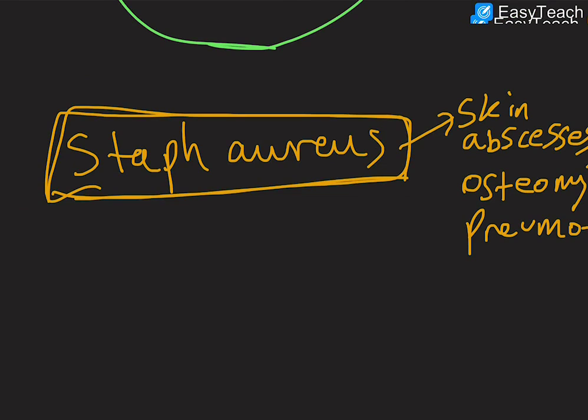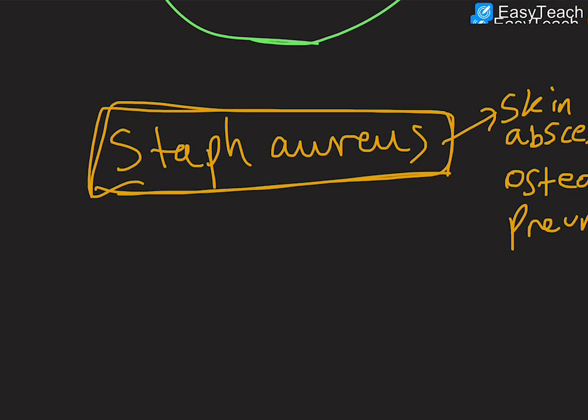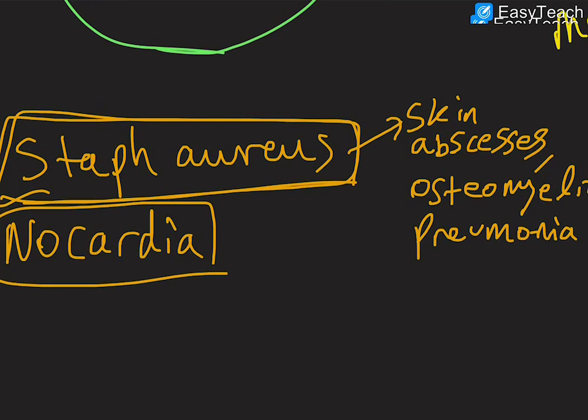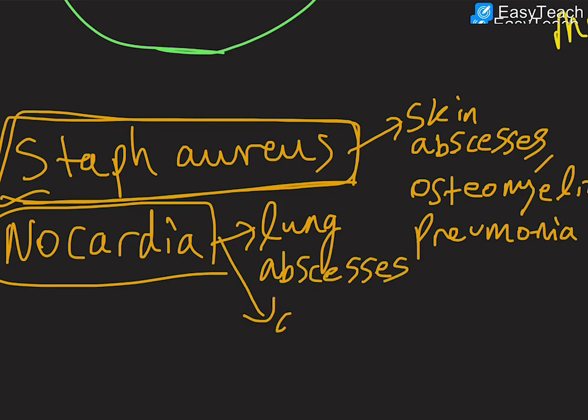Another organism that's catalase positive that we have to know that can infect people with chronic granulomatous disease is Nocardia. Okay, Nocardia is a pathogen that can cause abscesses. Okay, specifically, it can cause lung abscesses, right? And it can even cause brain abscesses too. So lung and brain abscesses for Nocardia.